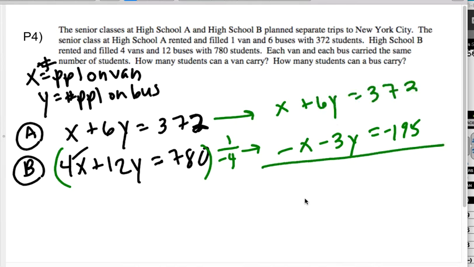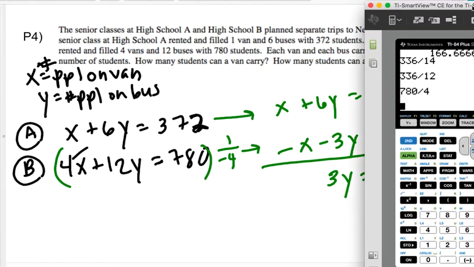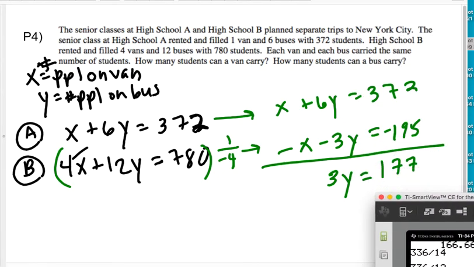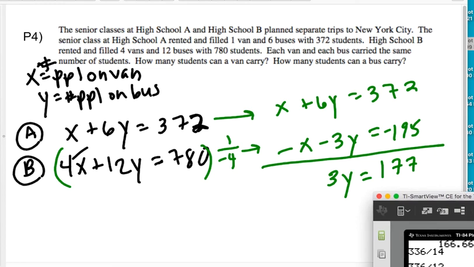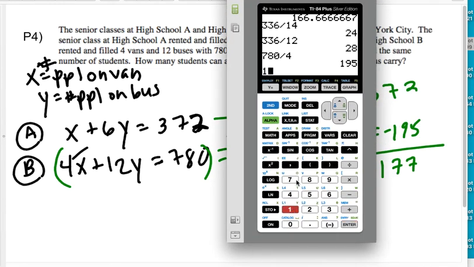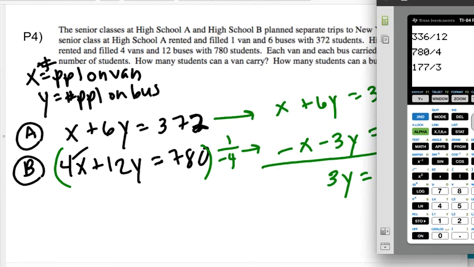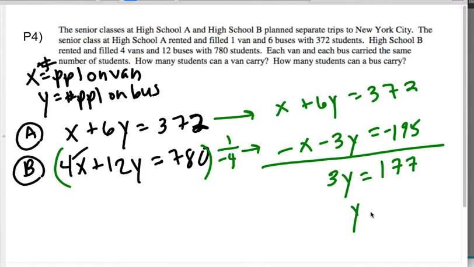When you add straight down, the X's will cancel. You'll get 3Y equals, it's 5 shy of a 200, so it's 177. Okay, and when you divide 177 by 3, it'd be a 9 for the 27, and a 50, so 59 maybe. Boom. Awesome. All right, so I get that Y is 59 people, so 59 people per bus, right?